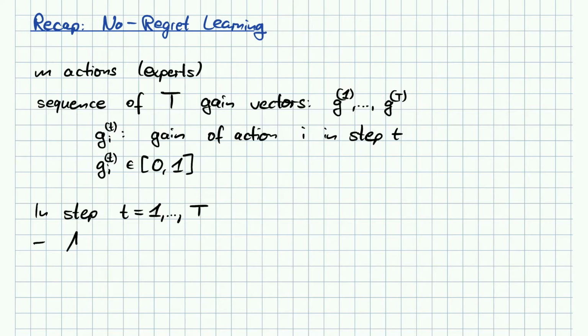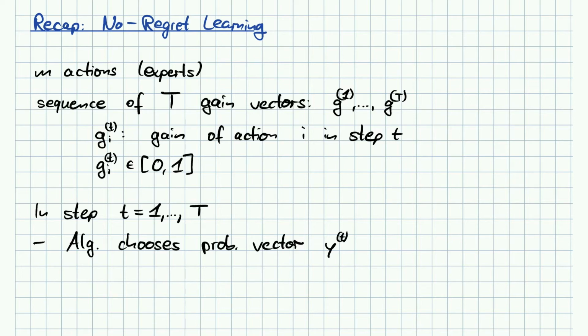The algorithm chooses a probability vector. So far we always called this probability vector p. Let's call it y today to not get confused with paths. Paths will be called P today, and we'll call the probability vector y today.